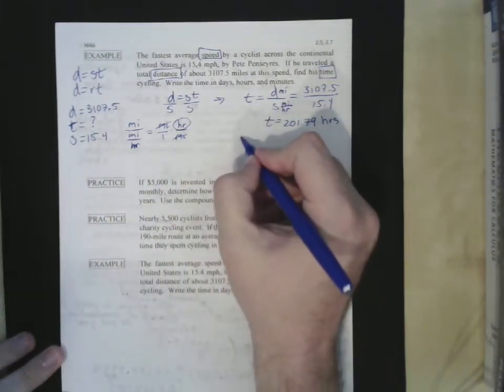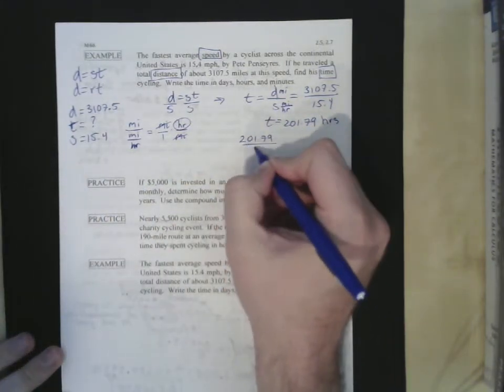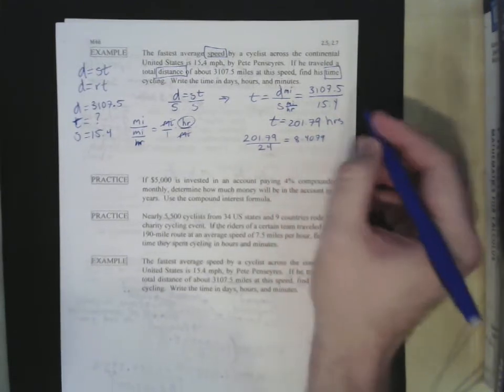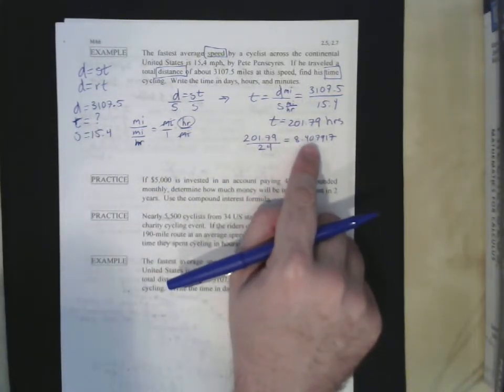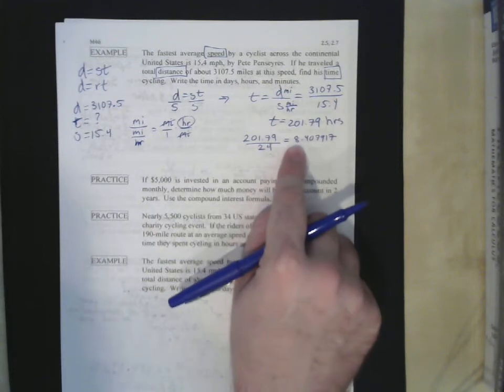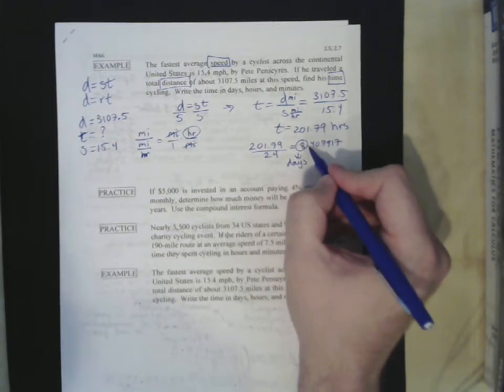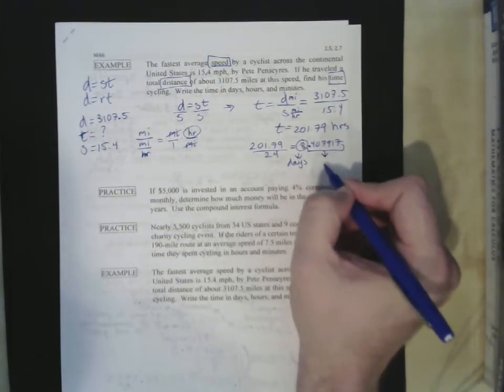Well, that means we need to convert this to days and minutes. So if we have hours, you ask yourself, how many hours in a day? 24. So we're going to take 201.79 and divide by 24. When you do this in your calculator, you get 8.4079, and I'm going to round it off. Now, I don't know what 0.407917 days is, but I do know what 8 is. So this number is the number of days. And then I'm going to take this decimal and convert it back to hours. To convert that, we just times it by 24 again, because that's what we divided by.